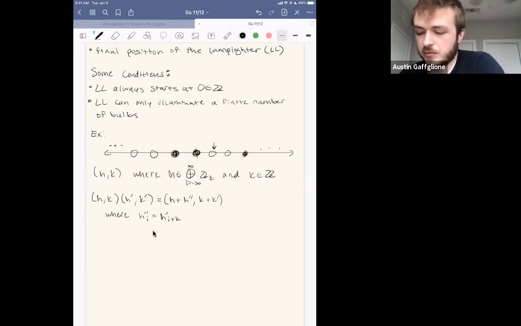So in this definition, we can observe the semi-direct nature of the product of two elements, because instead of just adding h and h prime, I have this shift in h prime, and I just call it h double prime. And of course, the way the k's interact is what you might suspect. So I'll use an example to illustrate this.